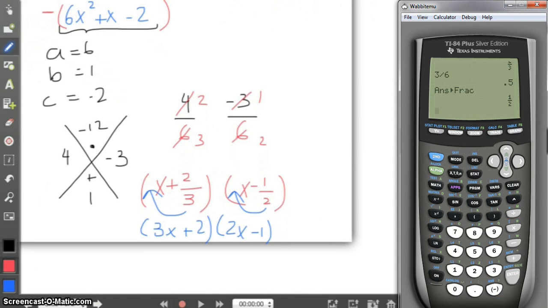Now never forget that whatever you factored out, you have to write it down. So you factored out the negative, so your final answer should have a negative in front of those two factors. Now let's move on to the back page.